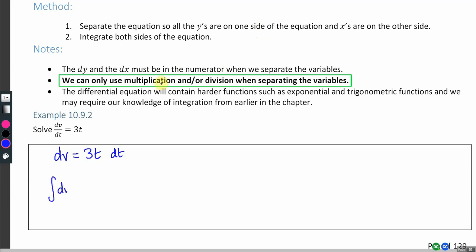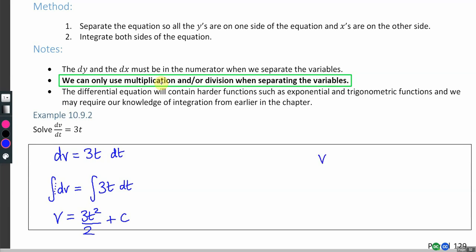So the integral of an invisible 1 with respect to v, and on the right hand side the integral of 3t with respect to t. So the left hand side is v, the right hand side 3t squared over 2 plus a constant. There's no point putting a constant on both sides.